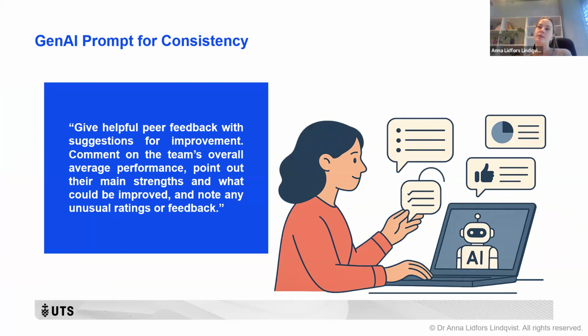But this semester, we've used: give helpful peer feedback with suggestions for improvement, comment on the team's overall average performance, point out the main strength and what could be improved, and note any unusual ratings or feedback. That last part has to do with students who provide a novice, which is a fail, and then write great job, or they provide novice, whereas other people have said excellent, or the other way around. Where there are significant gaps between the students is sort of the reason for the averaging for us.